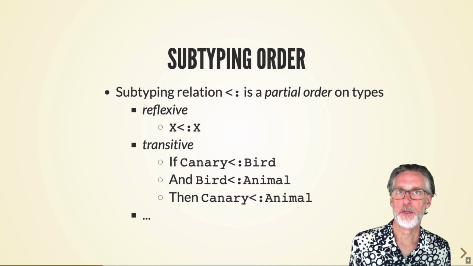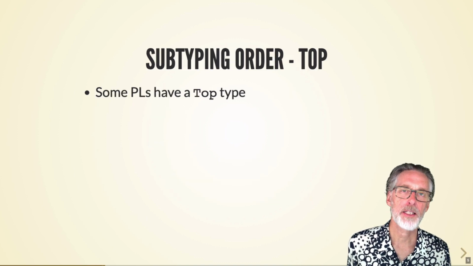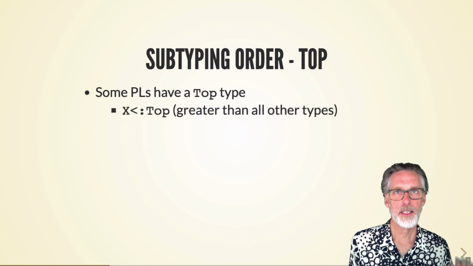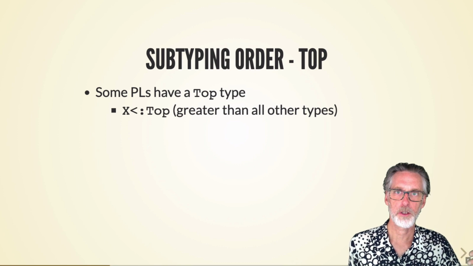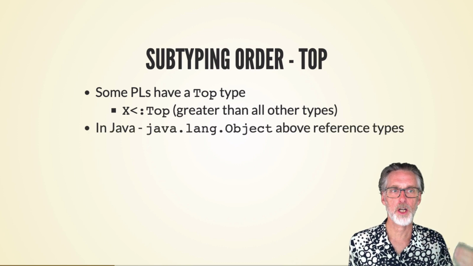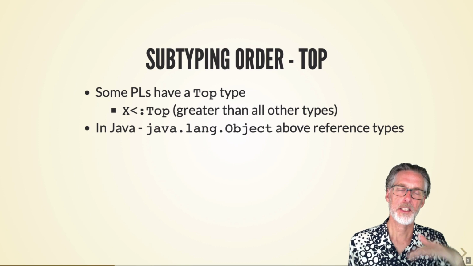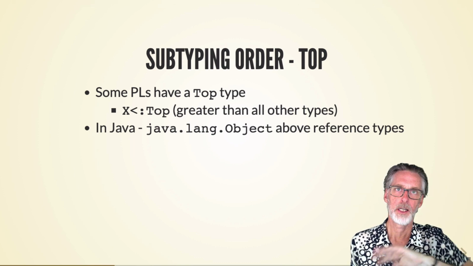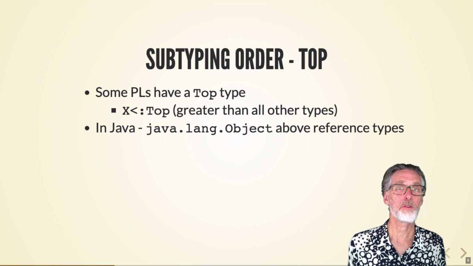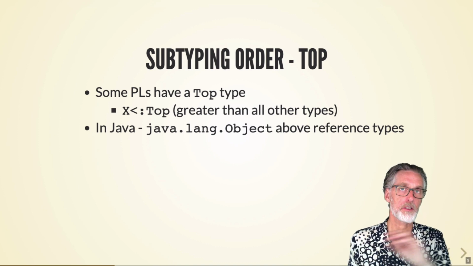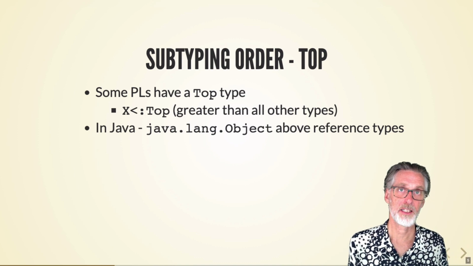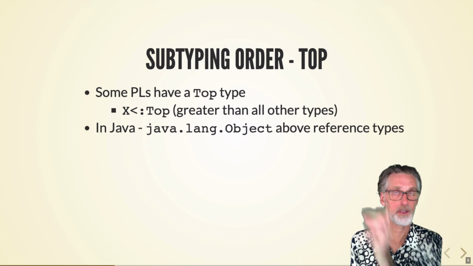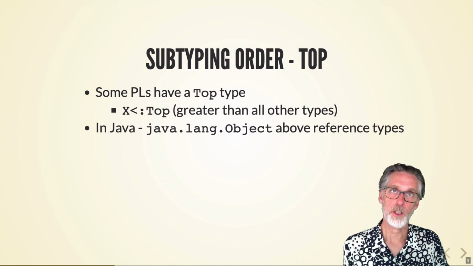There are also other properties that we may have for a type system. One of them is that we might have a top element. This is an element that's greater than all other types in the language. In Java, this corresponds to java.lang.Object. That's above all of the object types. There is actually no absolute top type in Java because the base types and the object types are unrelated, and there's actually no top type for base types either, like ints and floats. There's no type that joins those. But there is for the object world.